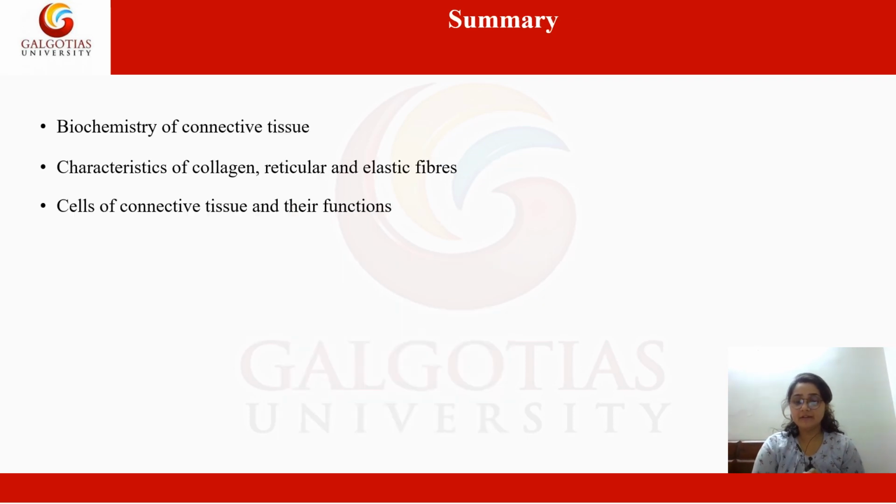So these were the fibers and the basic cells of our connective tissue. Now to summarize, we just read about the biochemistry of the connective tissue, its structure, its function, the types and varieties. We discussed the characteristics of the collagen, reticular and elastic fibers. We also saw the main three cells of the connective tissue and their functions.